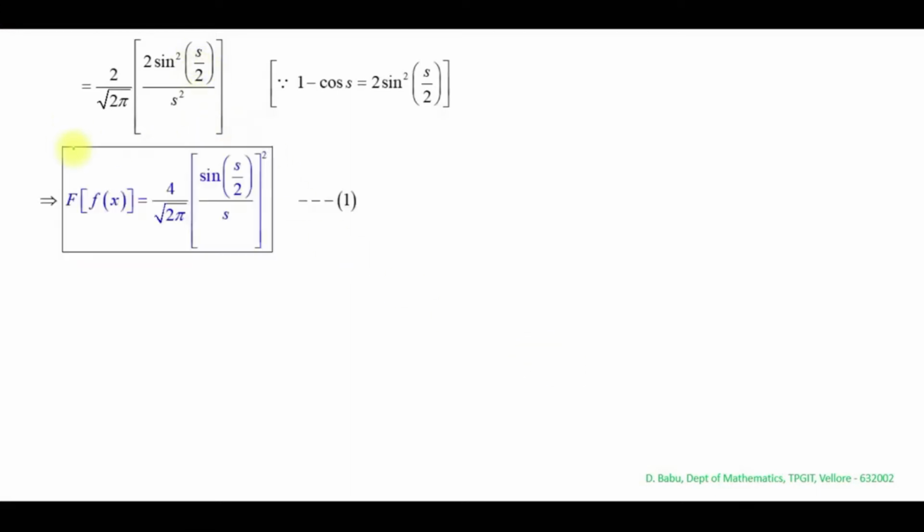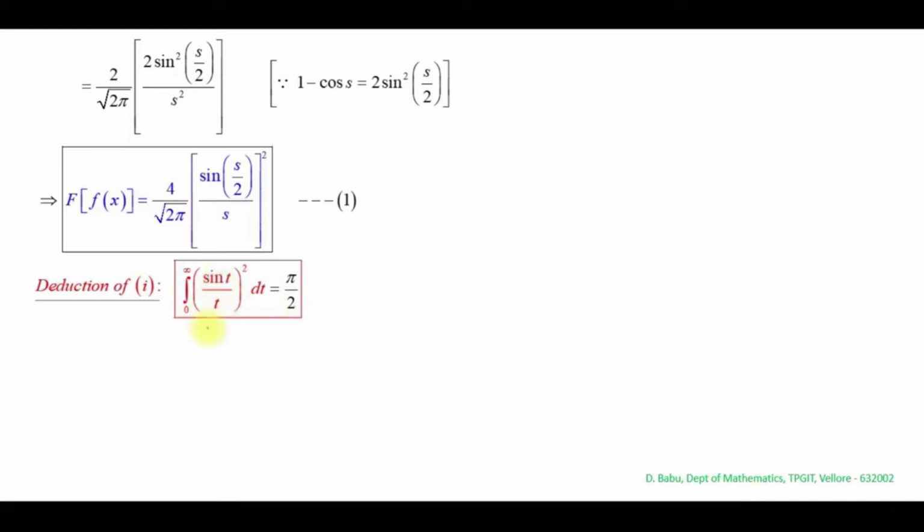This can be written as 2 into 2, 4, divided by square root of 2 pi, sin s by 2 divided by s, the whole square. So this is the first part of this problem. Take this as equation number 1. Next, the deduction of 1. We have to prove that integral 0 to infinity of sin t by t, the whole square, dt equals pi by 2.